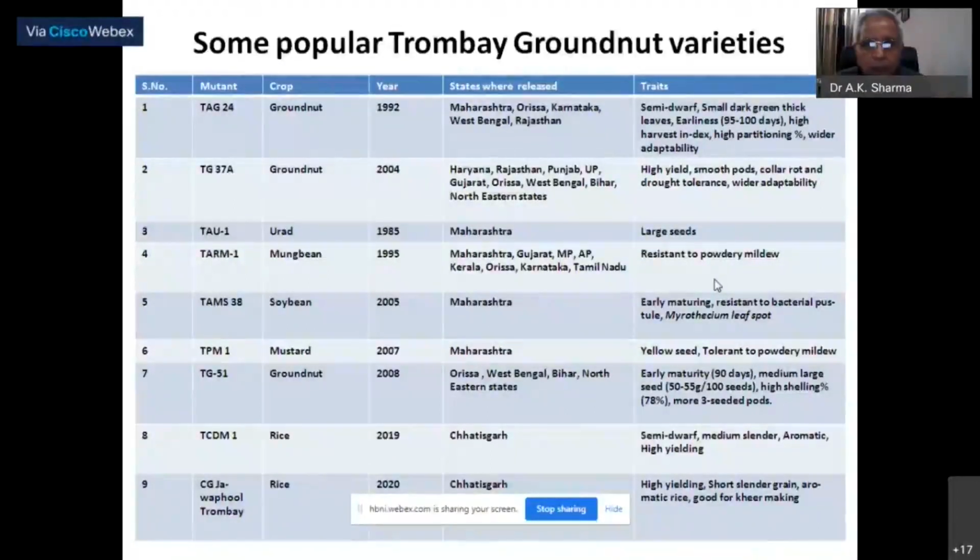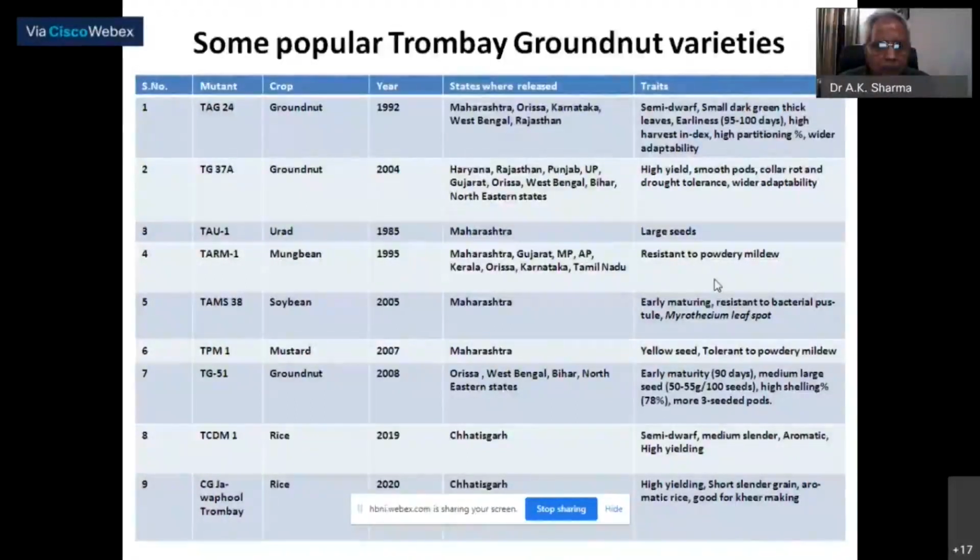Then Trombay Urad is again very famous. It's a large seeded urad developed in 1985. Then we have mung bean, which is resistant to powdery mildew. Soybean for Maharashtra, which is early maturing and resistant to bacterial pustule disease. Then mustard for Maharashtra. Again, TG51 groundnut, which is for a number of states on the eastern side, for early maturity, large seed size, and high shelling index.